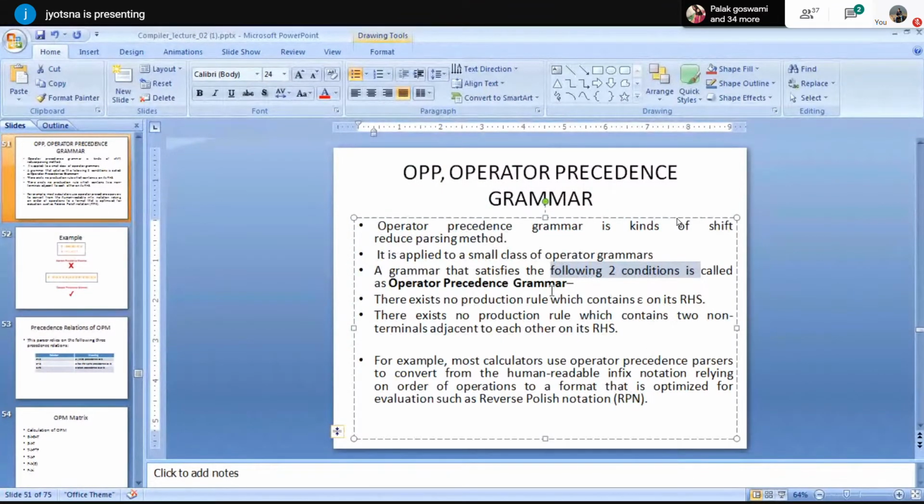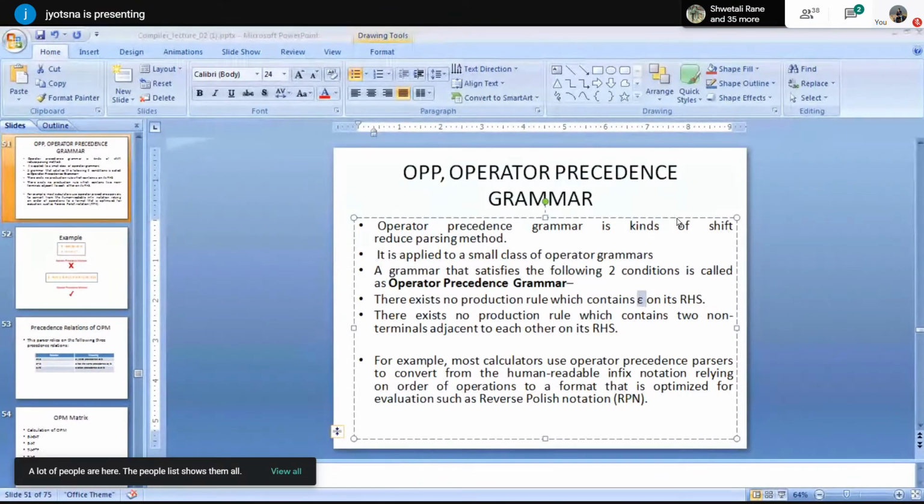The first condition is there should not be a lambda or an epsilon symbol. So there should not be any lambda transition, or we can say there should not be any epsilon on the right hand side of the given grammar. This is the first rule to test whether the grammar is an operator precedence grammar or not.